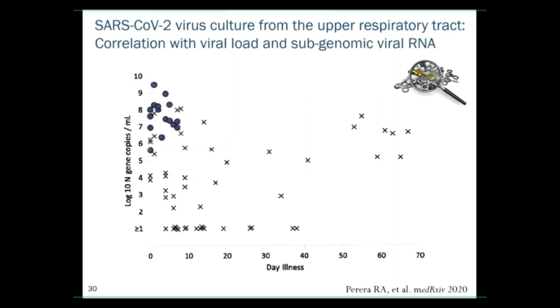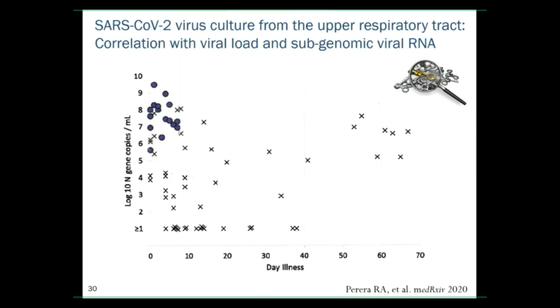So this is an important slide. There are some key slides. This is a key slide because it emphasizes exactly what I've been saying. So they did viral culture from the upper respiratory tract and correlated with viral load. So these dark circles represent cases in which there was live virus. So these were replicative viruses that could replicate. And there are 2 points.